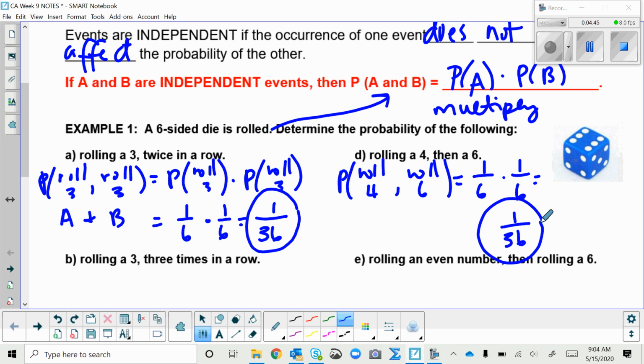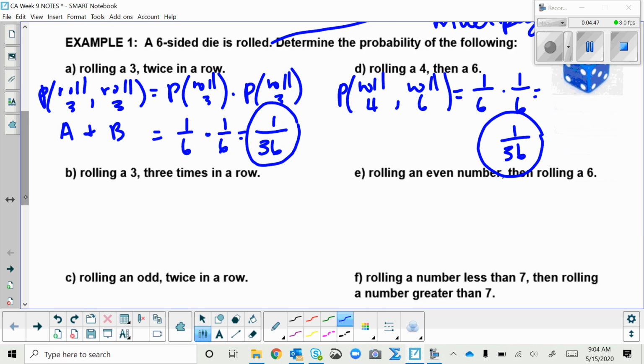So then part B here, rolling a 3 three times in a row. Well, you can imagine it's just 1 out of 6 for the first roll, 1 out of 6 for the second roll, and 1 out of 6 for the third roll. And then you multiply across the top and bottom. 6 times 6 times 6 is 216.